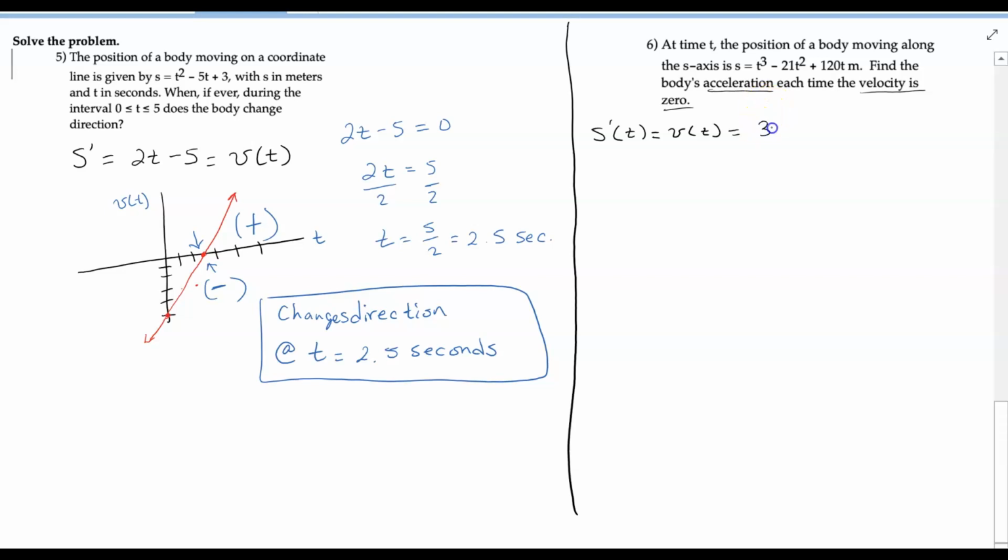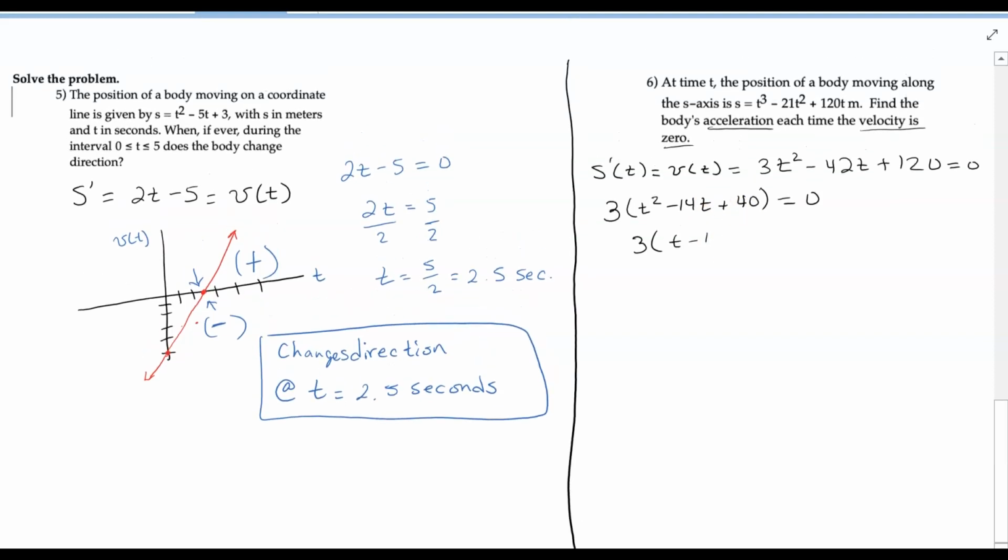First derivative, the velocity is 3t squared minus 42t plus 120. This one right here, we're going to have to set equal to 0 because this is where the velocity equals 0. So I'm going to factor out the 3 because it's the greatest common factor. It's going to leave me with t squared minus 14t plus 40. Now I'm going to set this equal to 0 and factor it. Factors of 40 that add to give me negative 14. Well, that's not too difficult. That is negative 10.